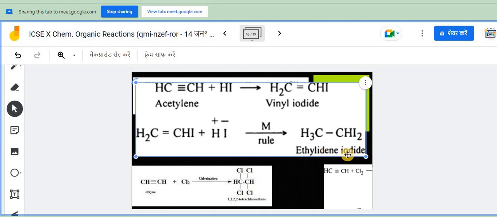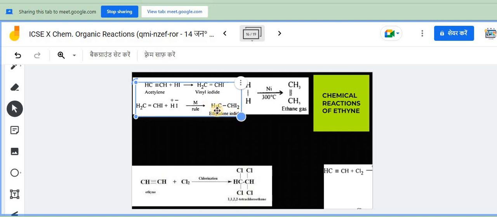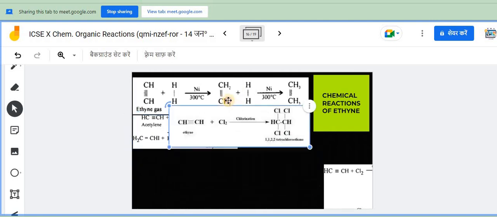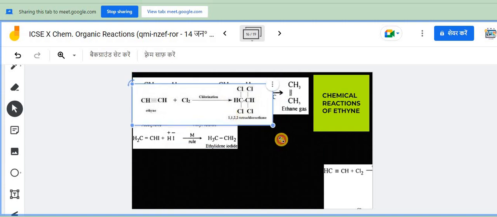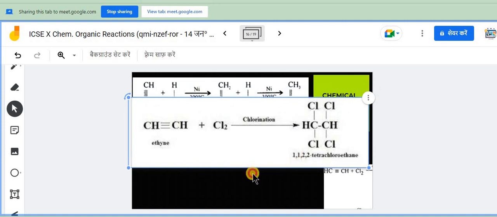But in your syllabus, they have written only I2, only bromine, only chlorine. They will not ask HI. So if they ask chlorine, you can see on your screen, this is the reaction. Very simple reaction. It is basically a two-step reaction.